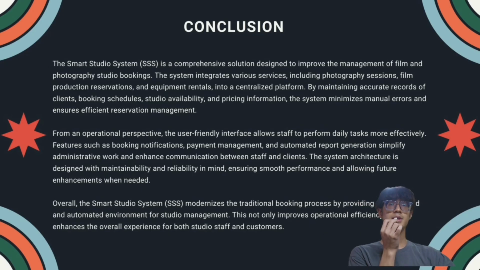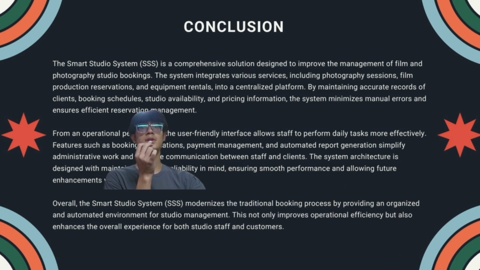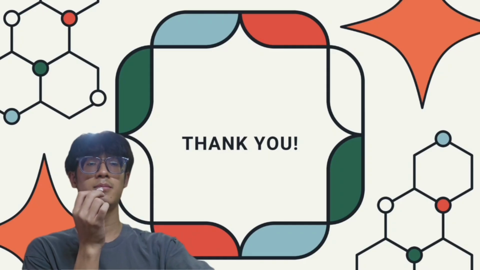So in conclusion, the Smart Studio system is a comprehensive solution designed to improve the management of film and photography studio booking. This system integrates various services and it also has a user-friendly interface which allows staff to perform daily tasks more efficiently. Overall, the Smart Studio system modernizes the traditional booking process by providing an organized and automated environment for studio management. This not only improves operational efficiency but also enhances the overall experience for both staff and customers. That's all from us. Thank you.